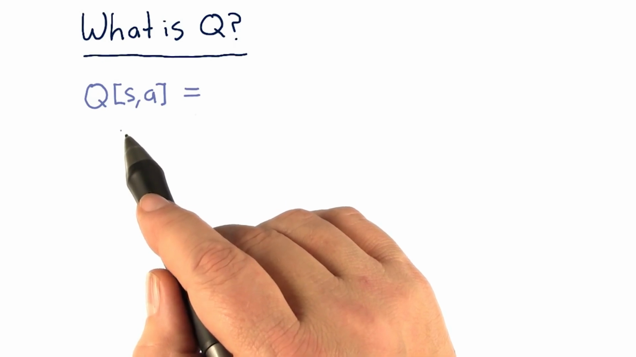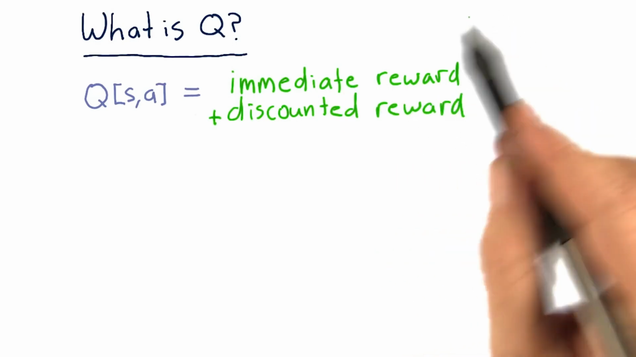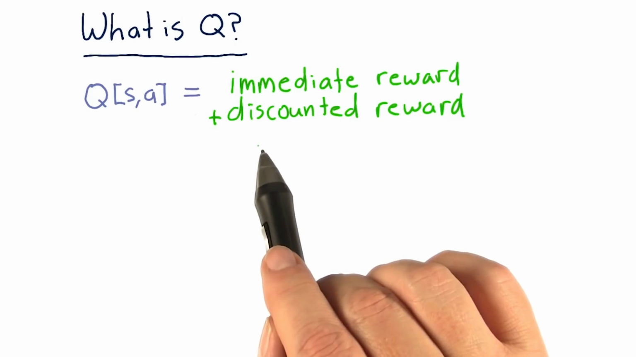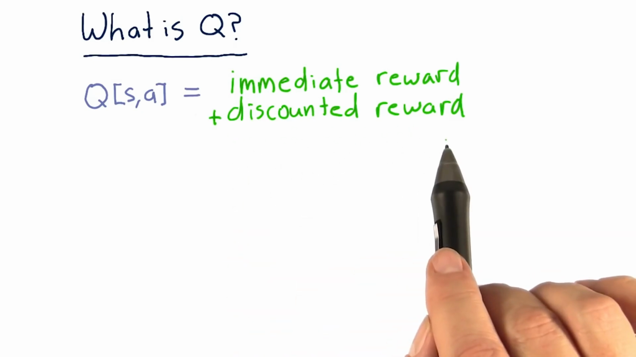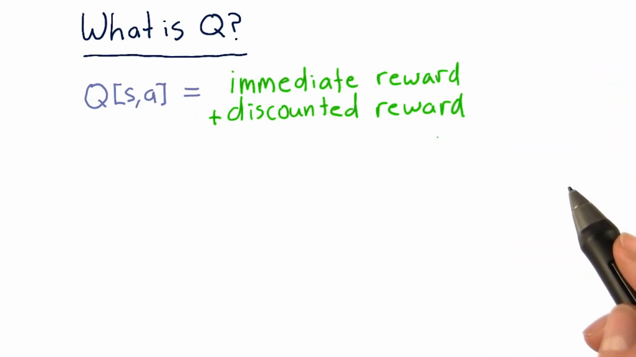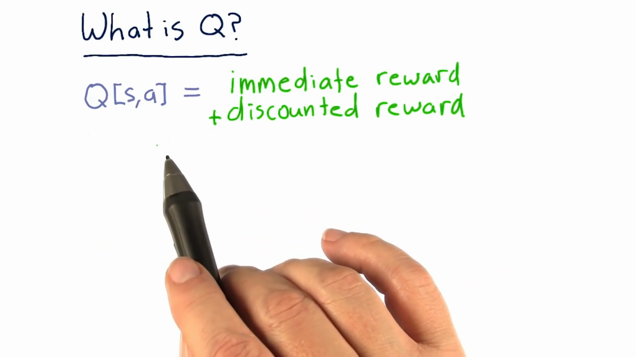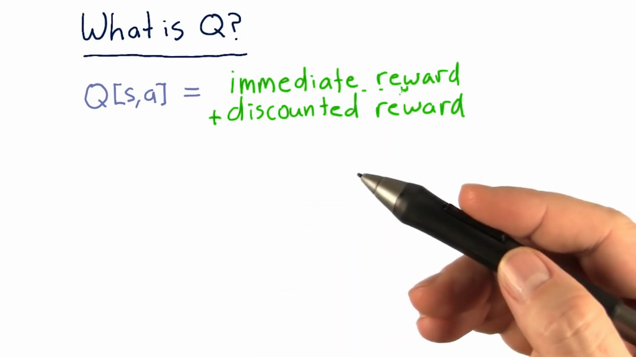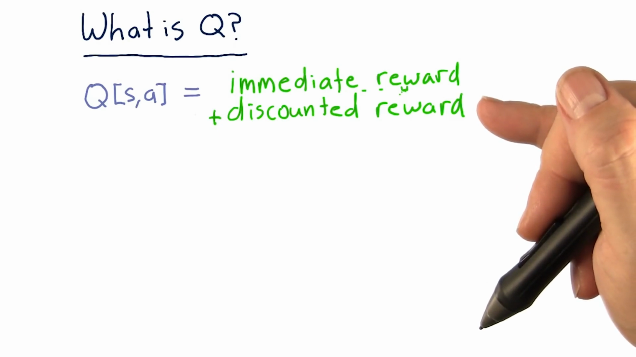There are two components to that. The two components are the immediate reward that you get for taking action A in state S, plus the discounted reward. What the discounted reward is about is the reward you get for future actions. So an important thing to know is that Q is not greedy in the sense that it just represents the reward you get for acting now. It also represents the reward you get for acting in the future.